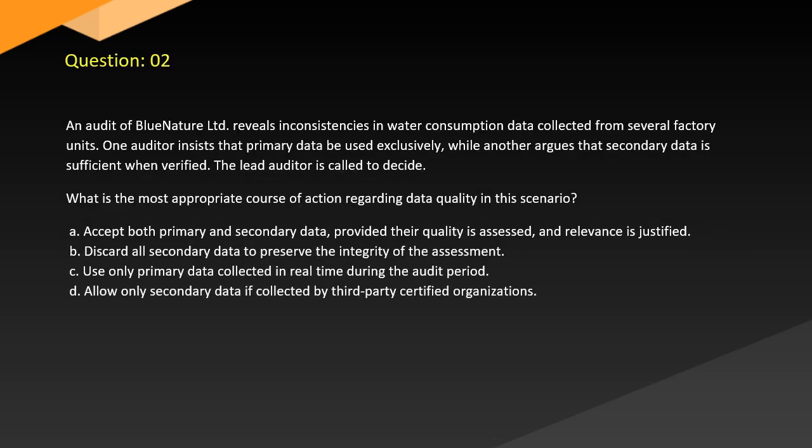Question 2. An audit of BlueNature Limited reveals inconsistencies in water consumption data collected from several factory units. One auditor insists that primary data be used exclusively, while another argues that secondary data is sufficient when verified. The lead auditor is called to decide what is the most appropriate course of action regarding data quality in this scenario. A. Accept both primary and secondary data, provided their quality is assessed and relevance is justified.